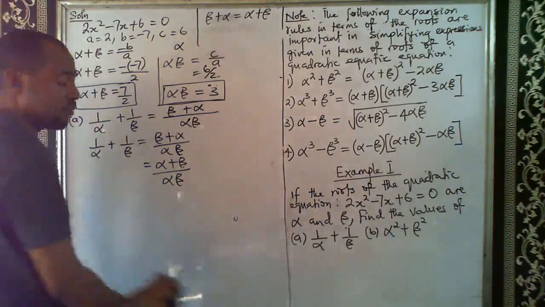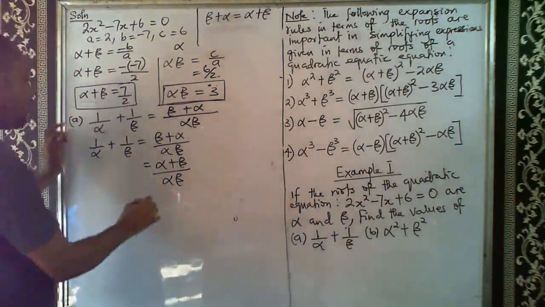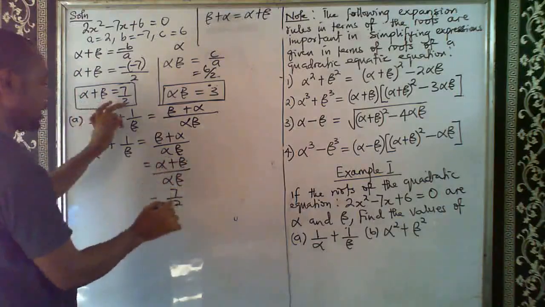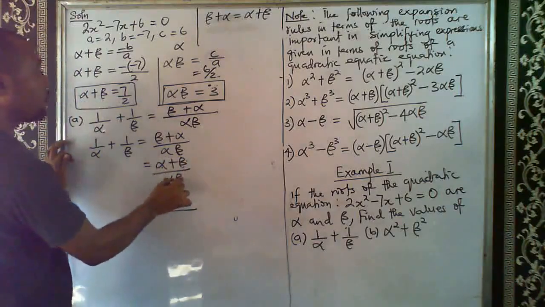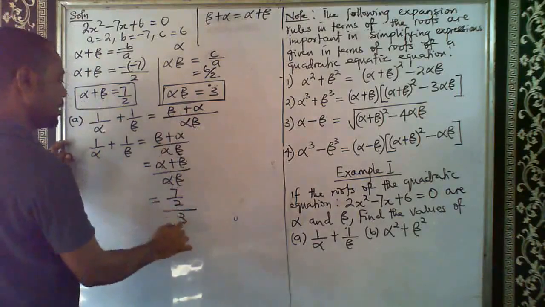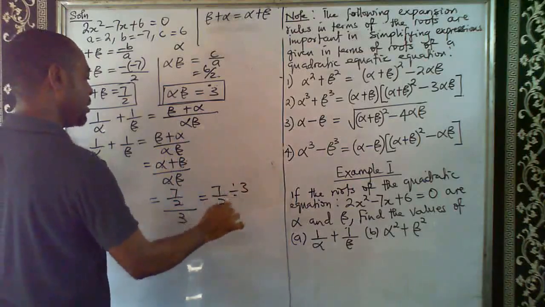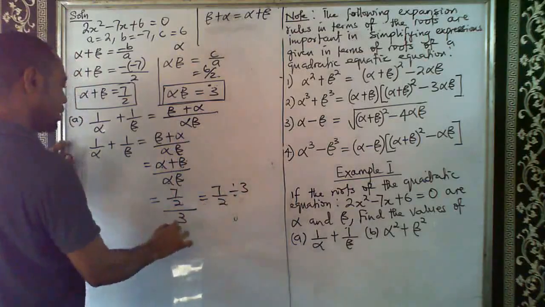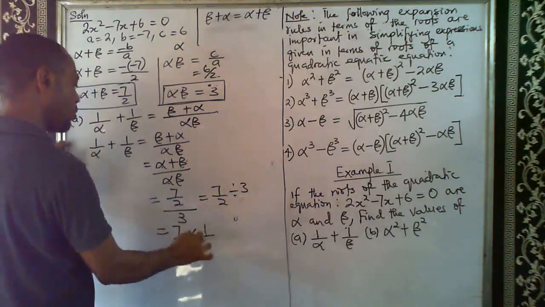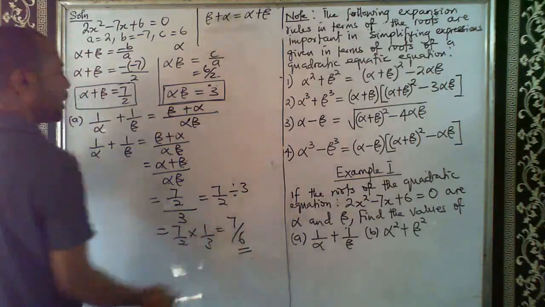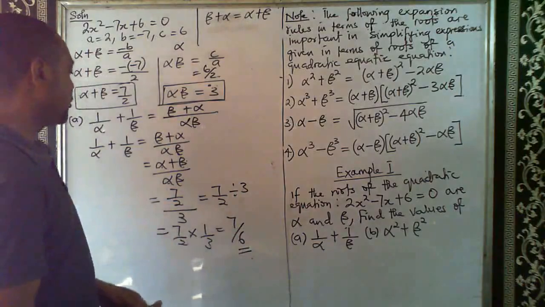So what is the sum of roots that we obtained before? It's 7 over 2. So this becomes 7 over 2, the sum of roots alpha plus beta, divided by the product of roots, which is 3. So if we do that, 7 over 2 divided by 3 is actually 7 over 2 times 1 over 3, which is 7 divided by what? By 6. That's what we have.